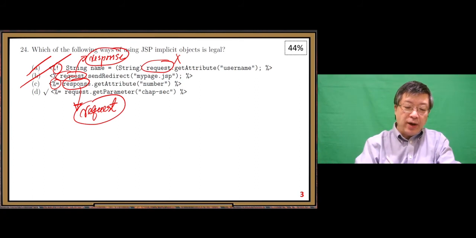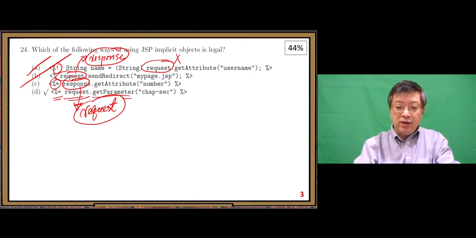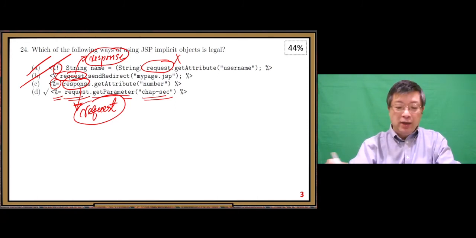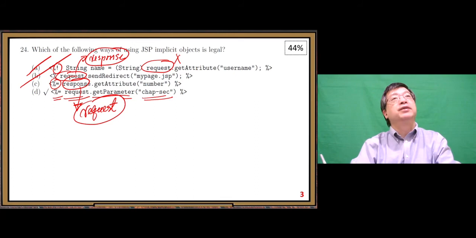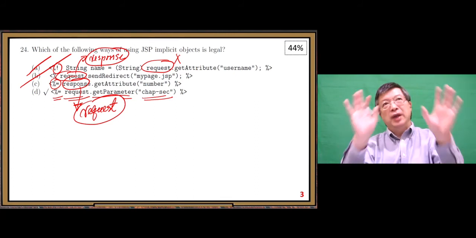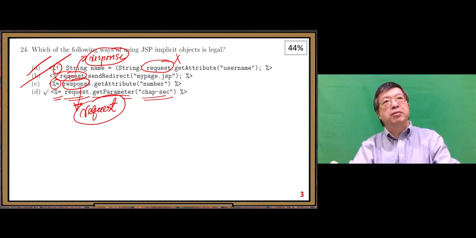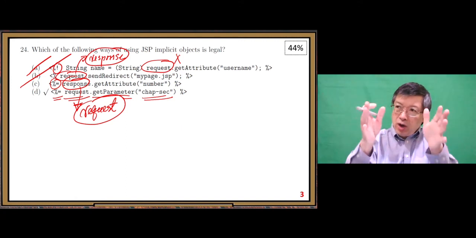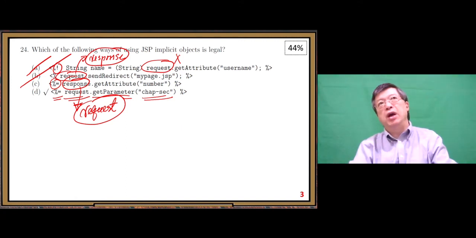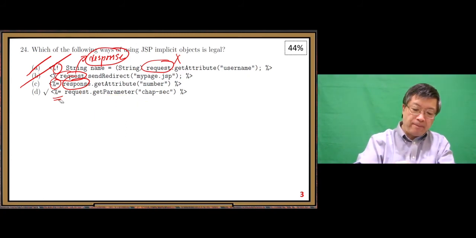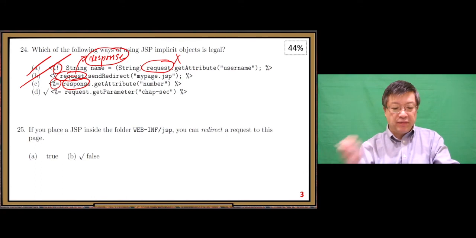So the last one is correct. You see the expression, you use request.getParameter with the parameter name, no problem, right? So that's why D is correct. Try to get the basics, all those properties you need to use when you work on this type of question. You can expect similar questions in our midterm. All right. The last question, number 25, this one.